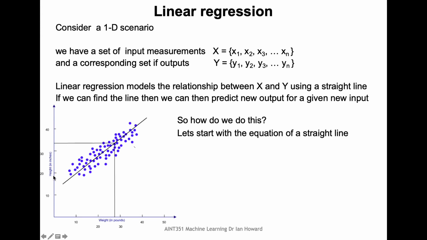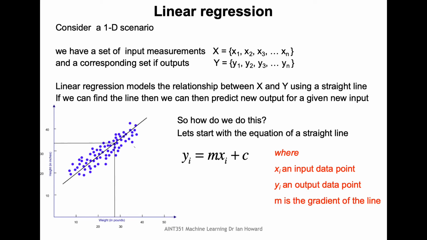So we have to start off with the equation of a straight line, which you should know as y equals mx plus c. Now in terms of individual data points, we have an xi with a corresponding yi. So we can write this in terms of specific data points: yi equals mxi plus c, where xi is the input data point, yi is the output data point, m is the gradient of the line, and c is the offset of the line. So always the equation of a straight line involves finding the gradient and finding the offset.